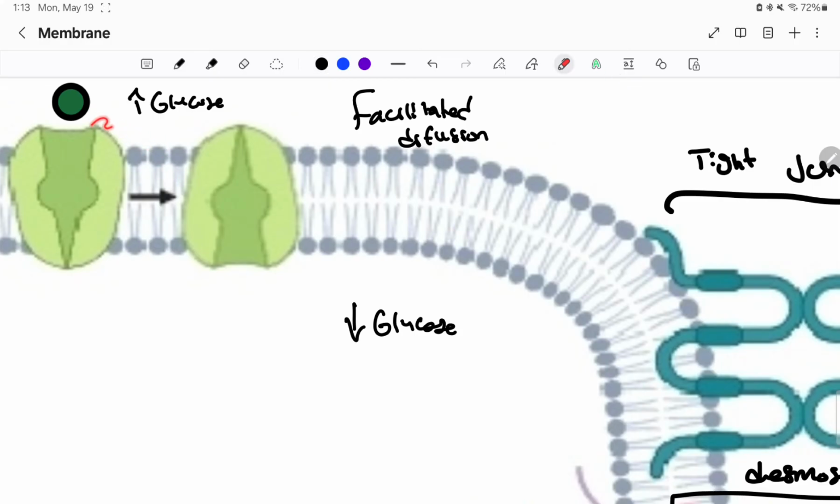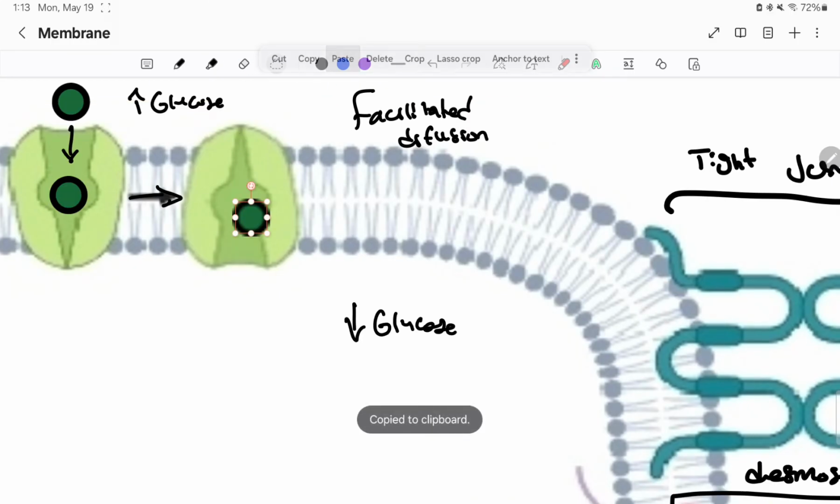Well, guess what? It can't readily permeate the membrane because it's water soluble. It needs a carrier protein. So here's what a carrier protein will do. Watch. It will allow this guy to come in and bind to the binding site. Once this guy binds, it'll cause the carrier protein to change its shape. All right, so now it looks like this, and the glucose molecule is still inside of it.